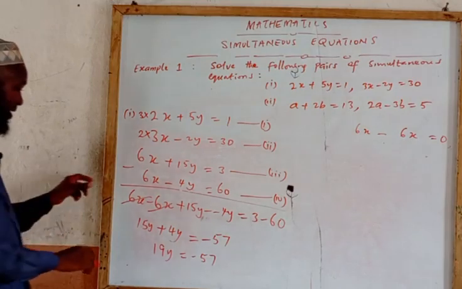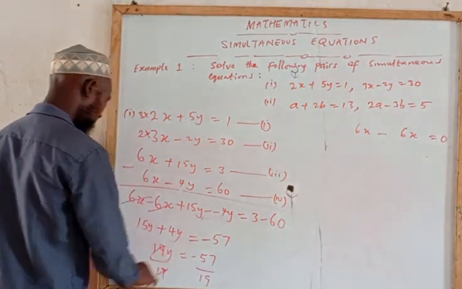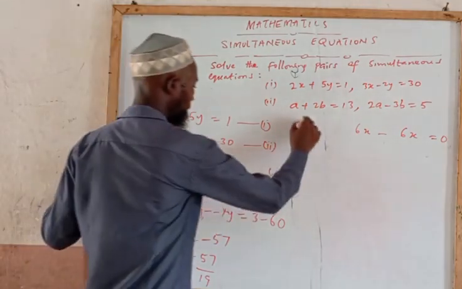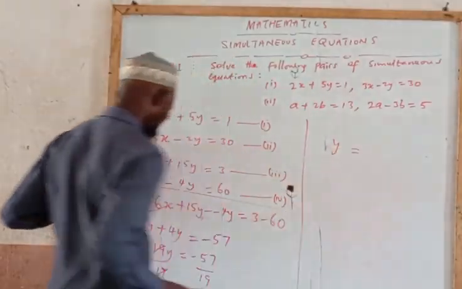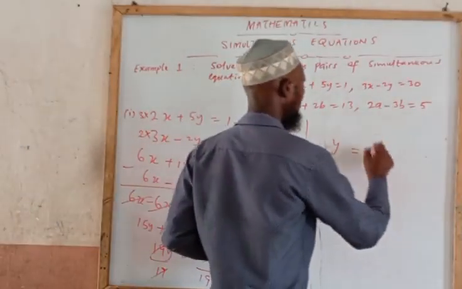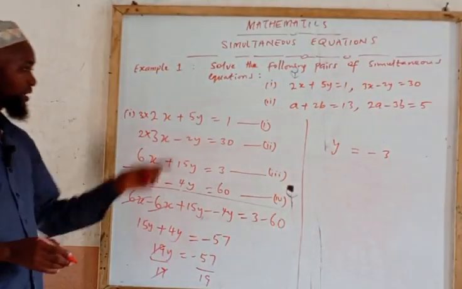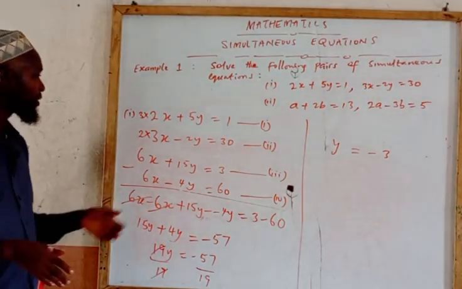So to get my y here, I will divide both sides by 19. You can see this cancels this. So that shows y is equal to, and 19 into 57 is 3. So that will be 3, but it contains a negative sign. Y is minus 3.